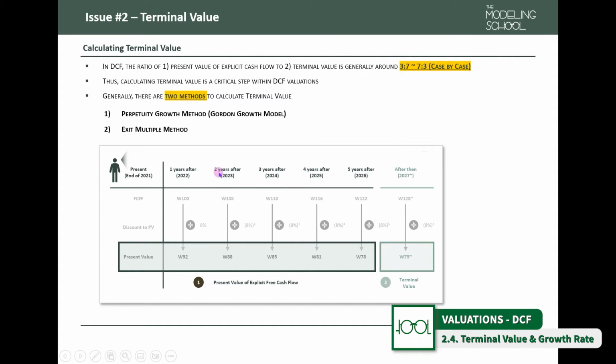The number 2 method is called the exit multiple method, and this method assumes that we time travel 5 years later, and we perform a trading comps valuation or a transaction comps valuation. So we are standing at the 2026 point of view, looking at the company and doing a valuation based on trading comps or transaction comps. Then we'll have the company value seen from the 2026 point of view. All we have to do is discount it by another 5 years, and we're going to get the present value of the company terminal value. So that's how exit multiple methods are used.